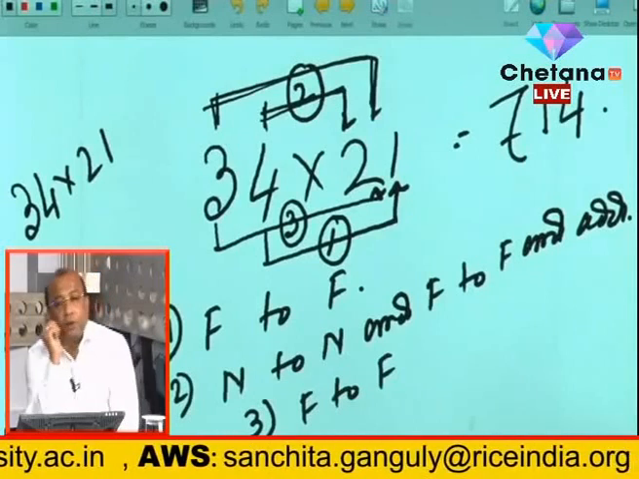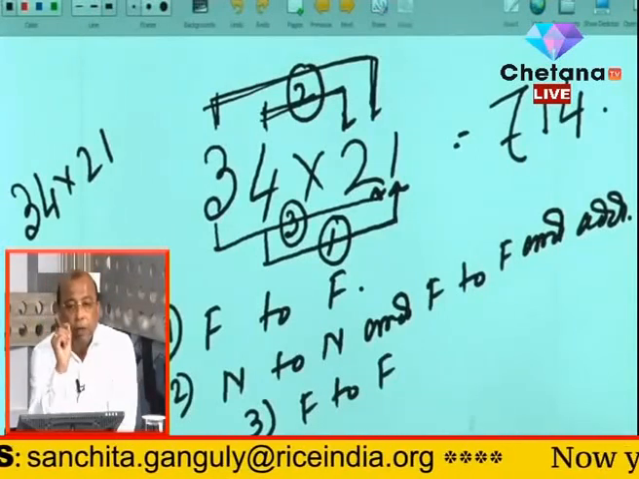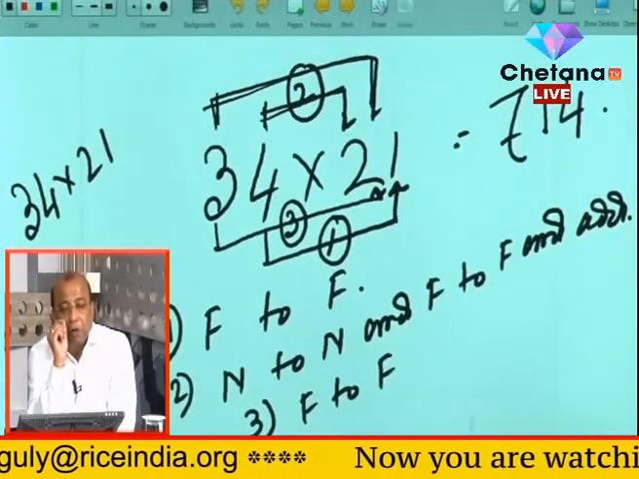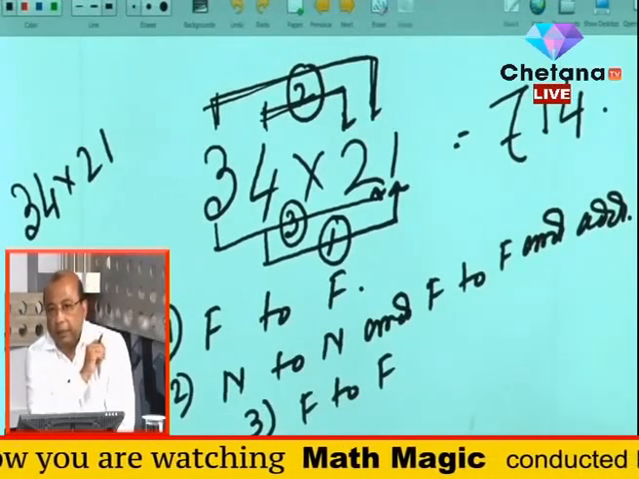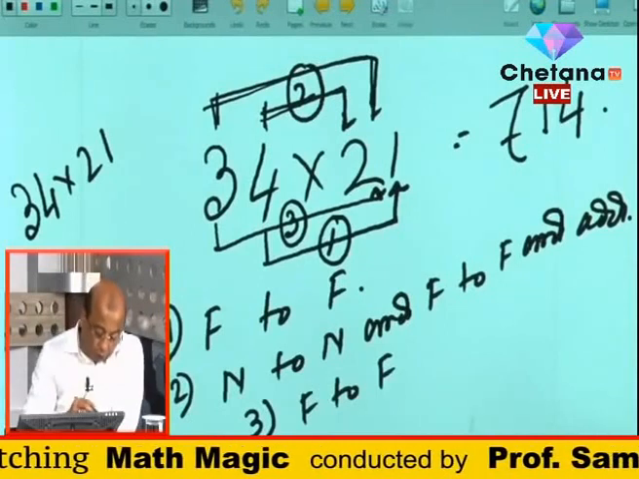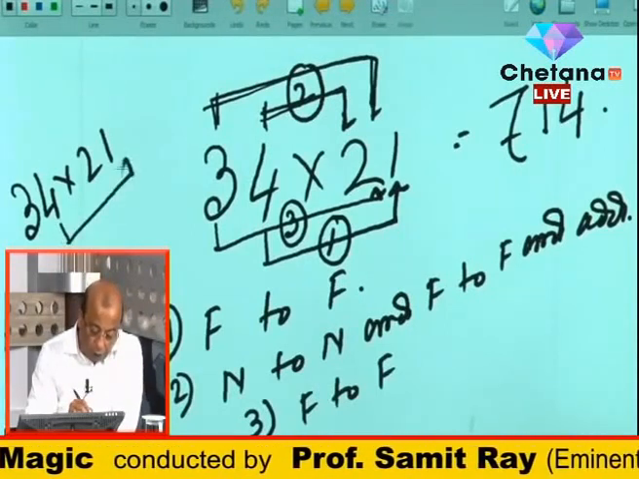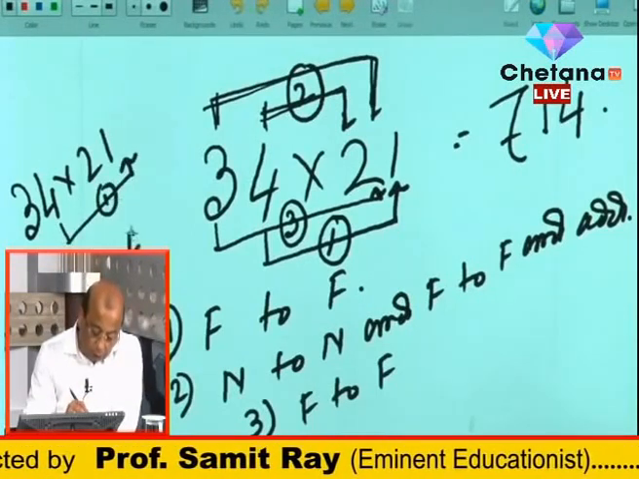The first step, far to far. From which number will we start? We consider the extreme left-hand numbers, the unit place number, right? So 4 is the first point. 4 into 1, that is 4.